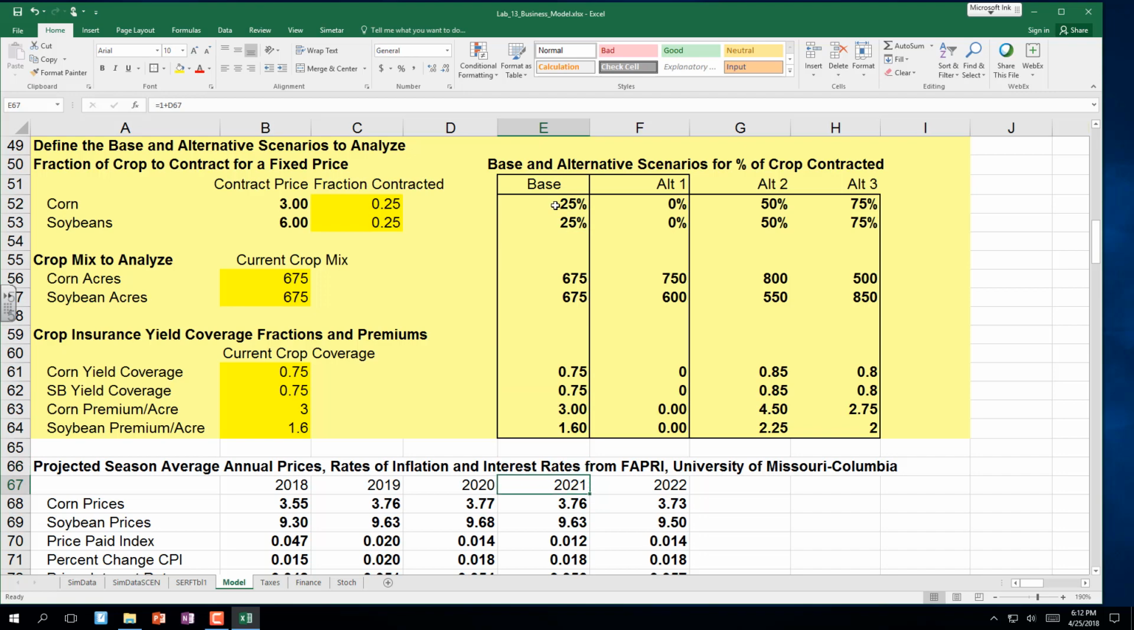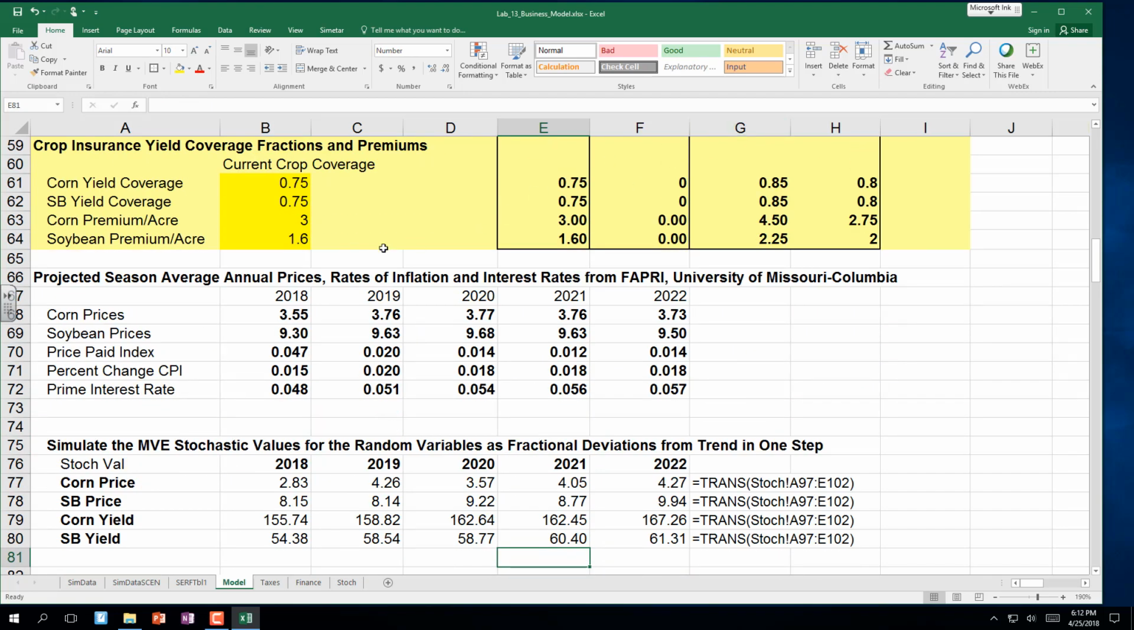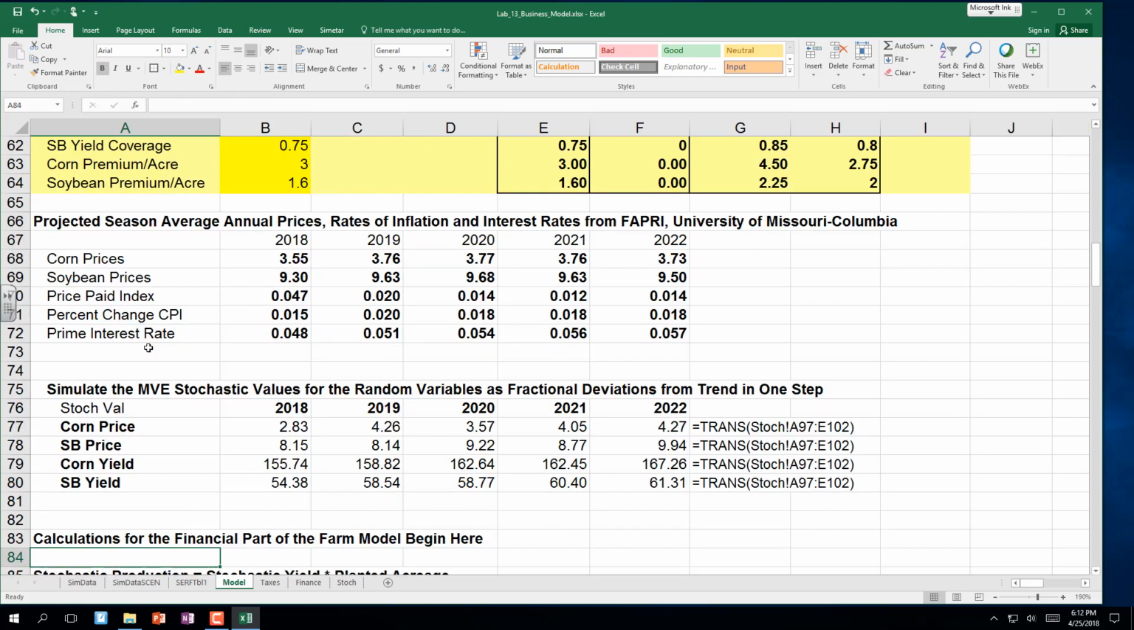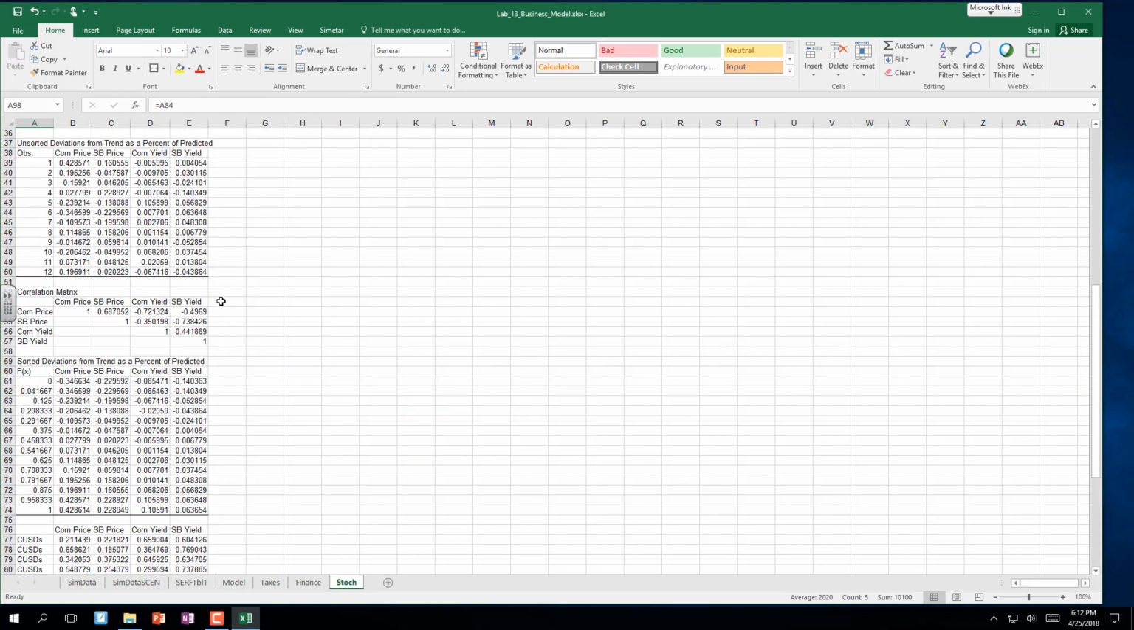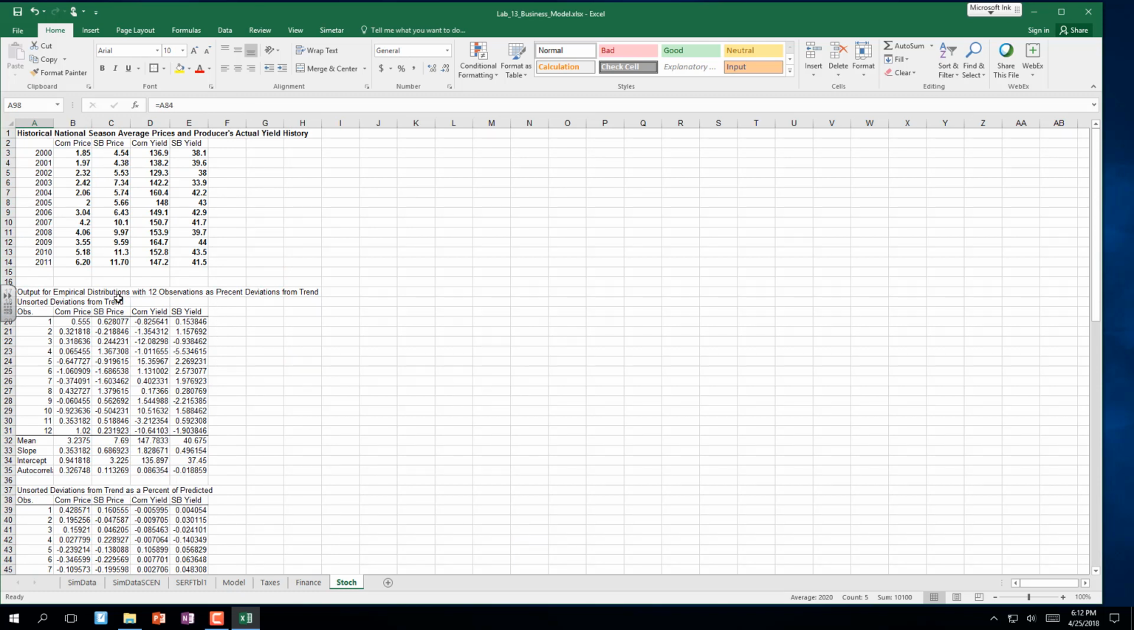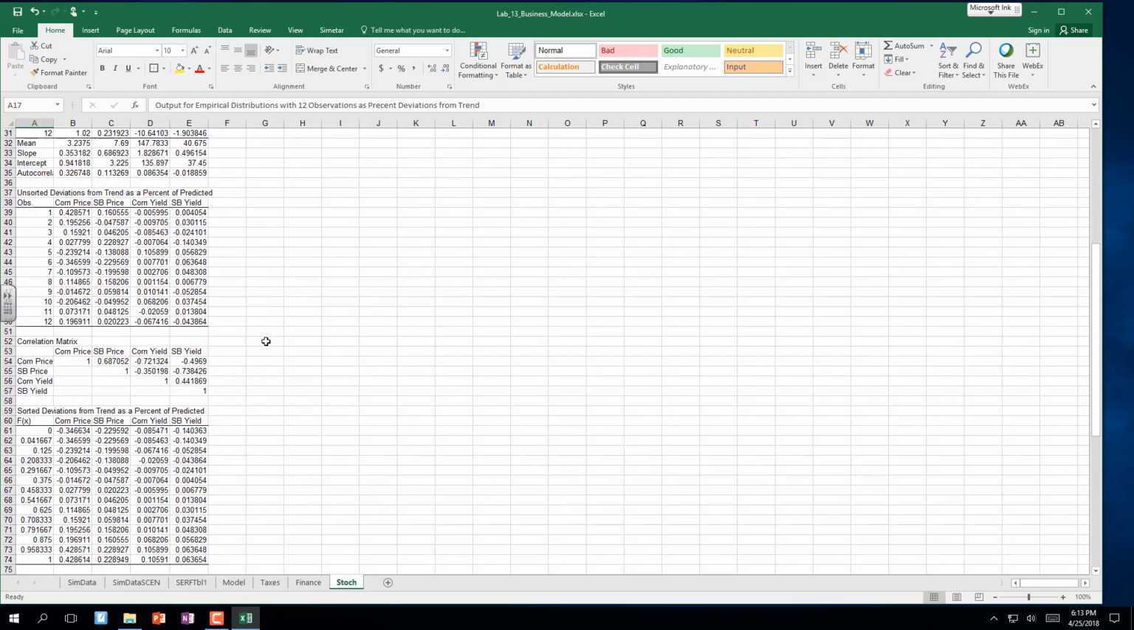Okay, so I've got projected seasonal, annual, average annual prices, or marketing year average prices. And of course, those came from FAPRI. And this is a price index that we would use for inflating. This is a percent change in the CPI for inflating family living, and a prime interest rate. Okay? We're going to simulate this. And how do we simulate it? Well, we went over here to Simetar. We went through all the steps that you would do for multivariate empirical as percent deviations from trend. Okay? No problem. We've seen that before.